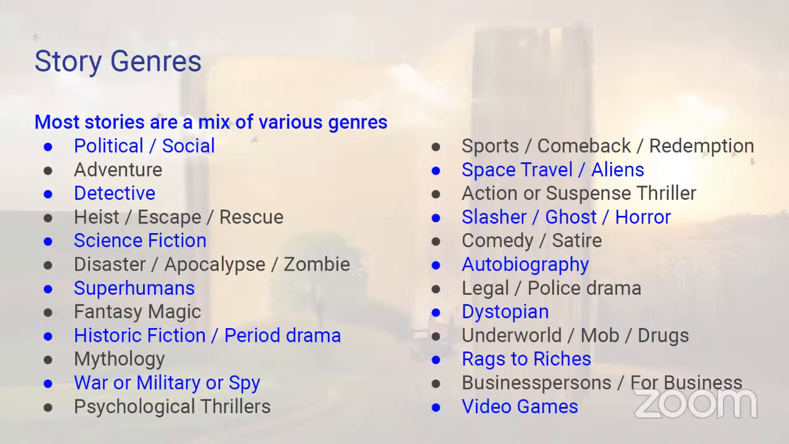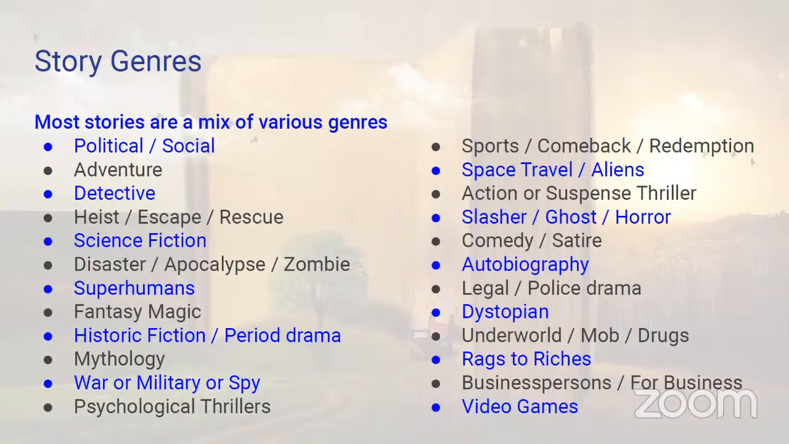Now, for video games, you can also write stories. They do follow a structure. You have some challenges. You have different levels. So story writing is also a very common thing for video games. How you design the character.